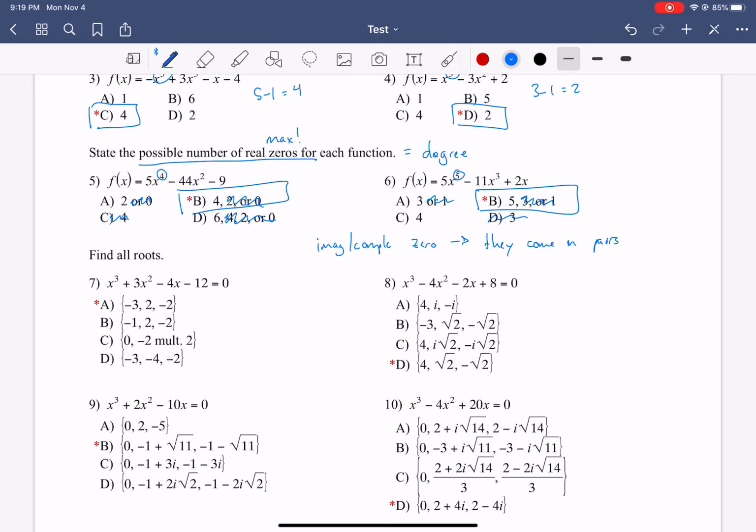So that's why we go down by 2. So number 5 could be 4, 2, or 0, because we do 4 minus 2, which is 2, and then minus 2, which is 0. All right, find all roots.